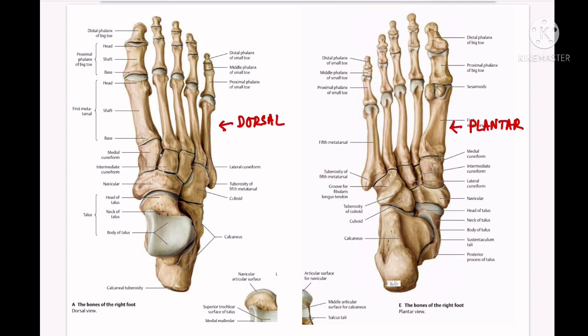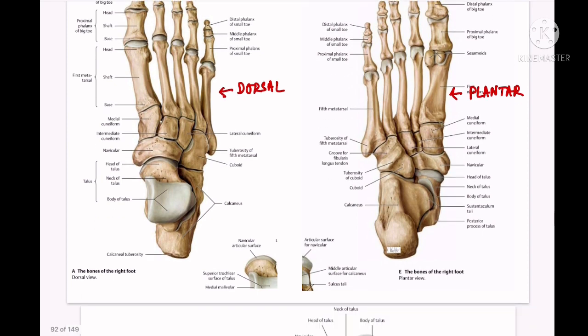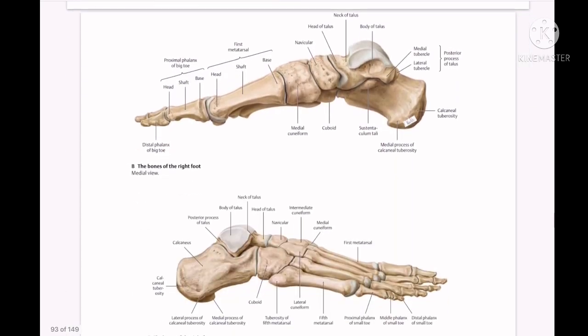Apart from these two views, we can also see the skeleton from the side. Considering whether we are seeing the skeleton from the lateral side or from the medial side, there are lateral and medial views. So let's see. In the next diagram, we are seeing the medial and lateral views. The first one is the medial view and the next one is the lateral view.